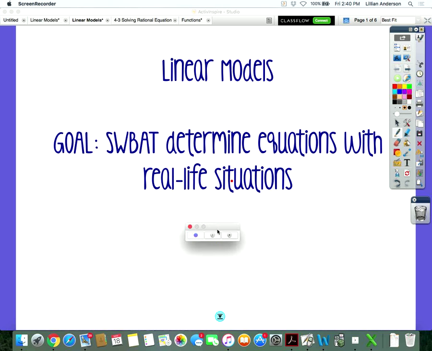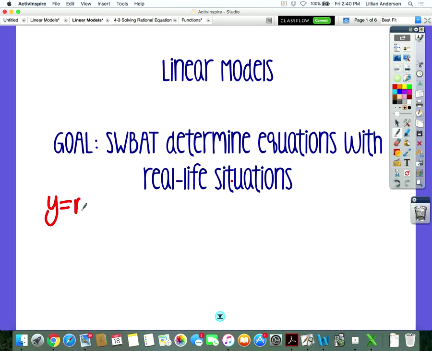So we're talking about linear models. You guys are going to be able to determine equations with real life situations. We've talked about linear models already before, guys, okay? We truly have. These linear models are the ones that have lines as equations.